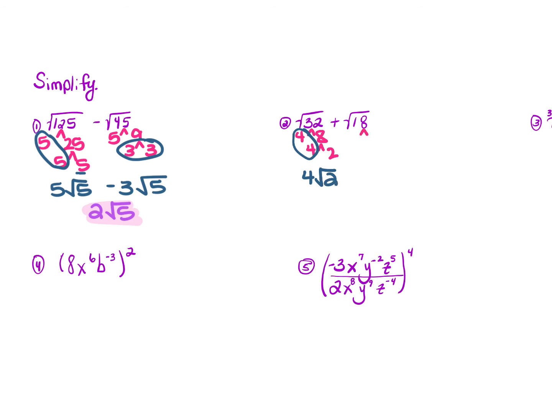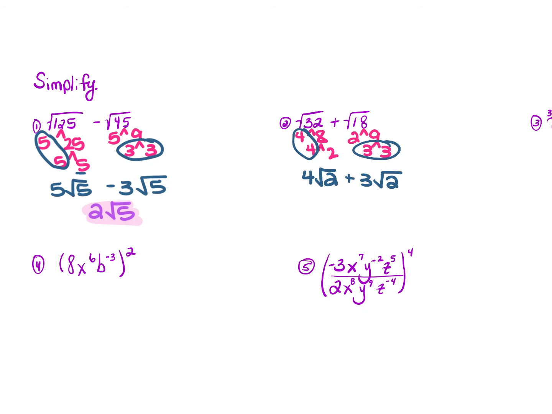For the 18, you have 2 and 9. 9 is 3 and 3. You have 2 3s, so you'll pull 1 out. The 2 is left over, so it stays under. So you now have 4 square root 2 plus 3 square root 2.